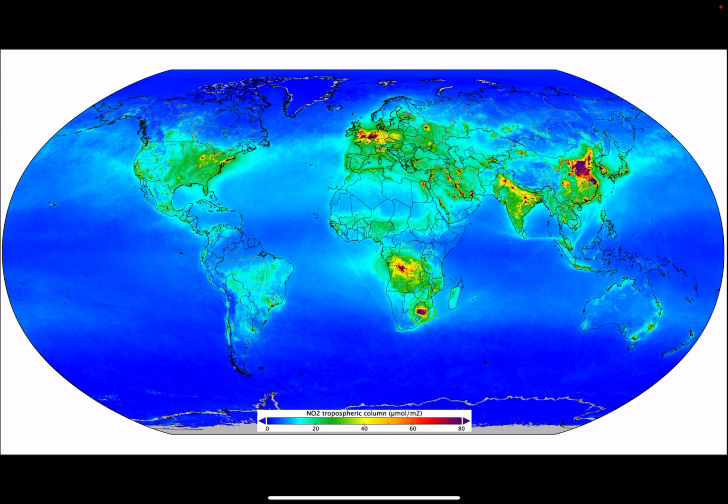You can also see really nicely shipping lanes where you've got these enhanced NOx emissions from ships burning really dirty diesel fuel. You can also see biomass burning regions. You can see most of the major cities in the world. And you can also see that for the most part, NOx concentrations are quite low over the remote open ocean.